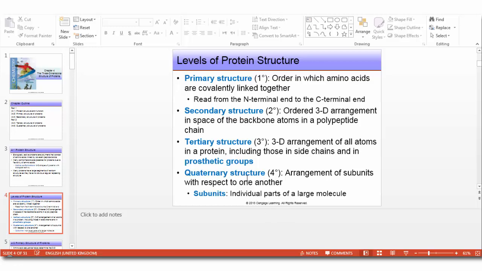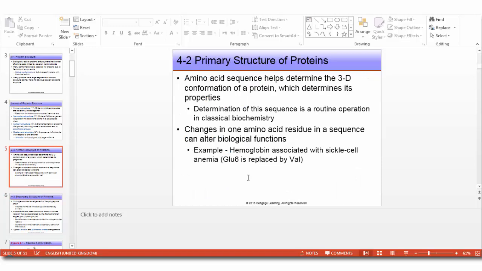Now, the interaction between subunits is carried out by non-covalent interactions, such as hydrogen bonds, electrostatic attractions, and hydrophobic interactions, which we studied earlier in chapter 2. Now, for 4.2, the primary structure of protein. Amino acid sequence helps determine the three-dimensional conformation of a protein, which determines its properties. Determination of this sequence is a routine operation in a classical lab by a machine called an amino acid analyzer.